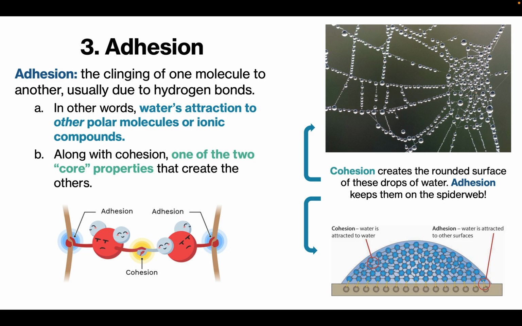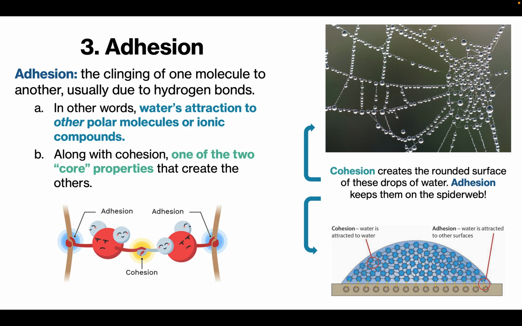Now, I discussed in the last slide the bubbling of water on a penny. That dome shape, if you look at the diagram in the bottom right, is created by the cohesion. All the water molecules are holding on to each other and not spilling off. But the reason that bubble doesn't just roll off the penny is the adhesion between the water molecules and the surface of the penny. So it's an attraction there. So just think cohesion with each other, adhesion with another.